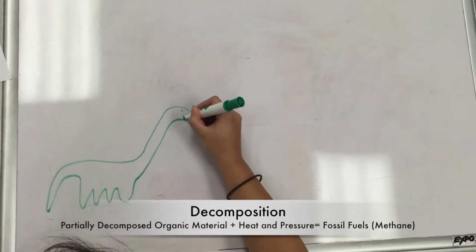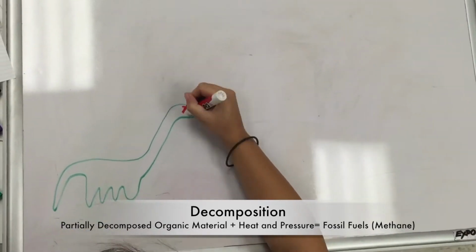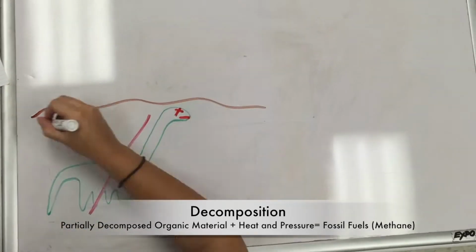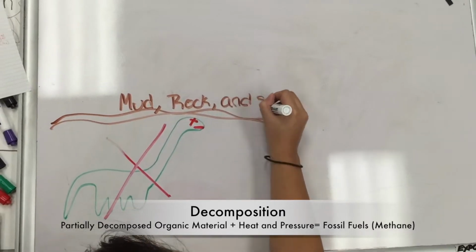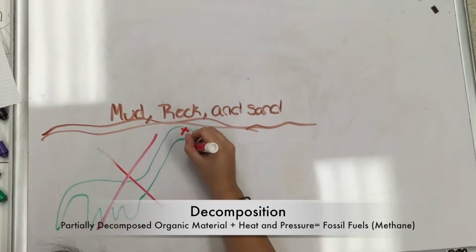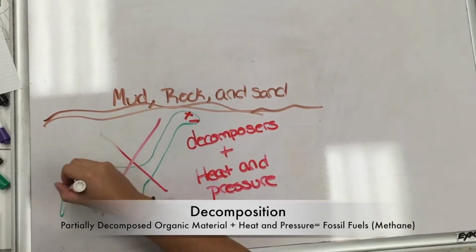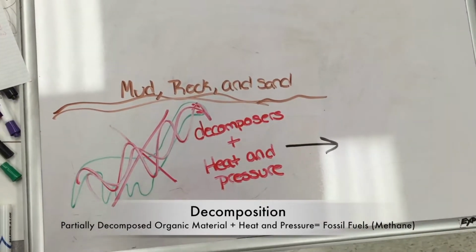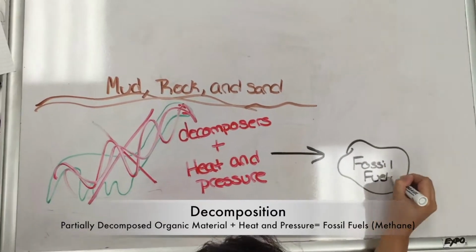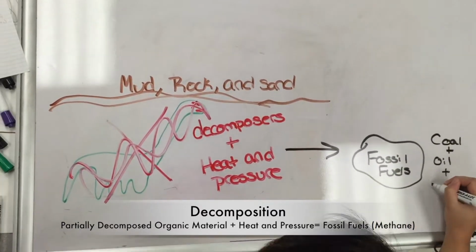Here we have a living organism, and it dies and is decomposed and is covered by mud, rock, and sand. After it is decomposed, heat and pressure turn it into fossil fuels, which is coal, oil, and other natural gases such as methane.